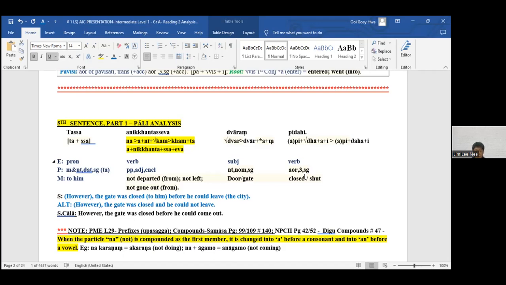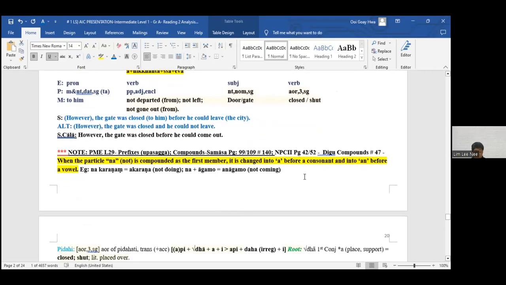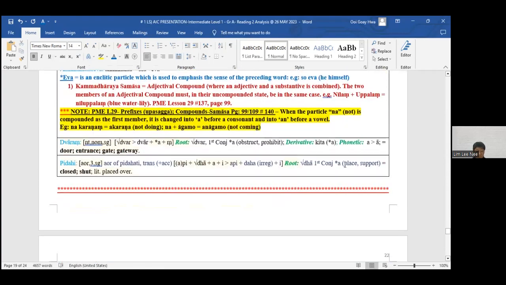And dwaram means door or gate, is neuter, nominative, singular, and is a subject. And pidahi means close or shut. In English, it is a verb, and in Pali it is aorist, third person, singular. The meaning is, however, the gate was closed to him before he could leave the city, which is the continuation of the previous sentence. Or alternatively, however, the gate was closed and he could not leave. This was our discussion. Let's go to the second part of the fifth sentence.